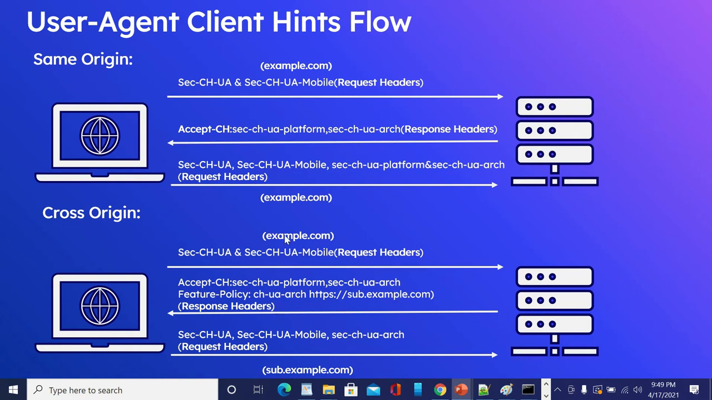If it is the same origin, if we access example.com again, these two headers will be sent along with the two default headers. But for the cross origin, as we discussed earlier, the feature policy should be set. In this case, Sec-CH-UA-Architecture is set and allowed for this specific domain, https://sub.example.com. Now if we look at the subsequent request to sub.example.com, the two default headers are included, and only this architecture header is included, because that is the only header allowed by the feature policy for this specific domain.